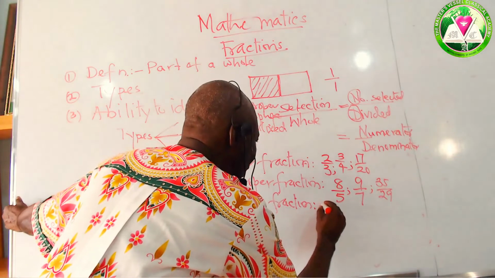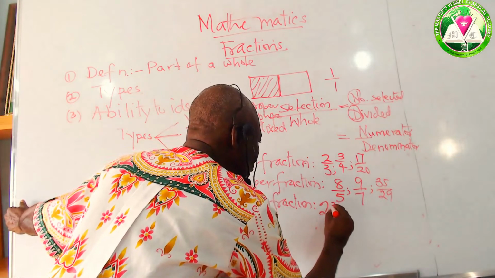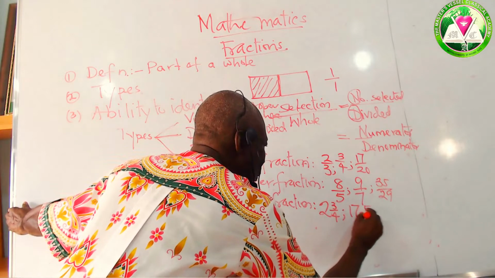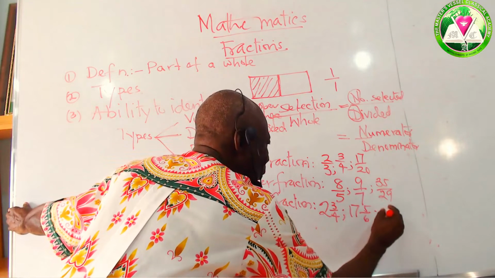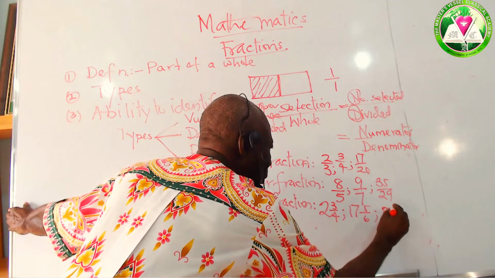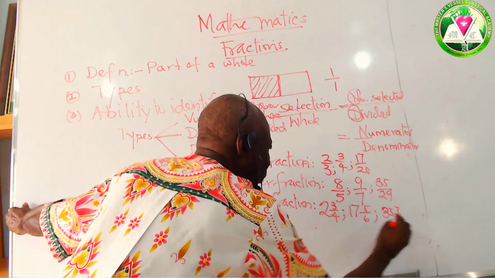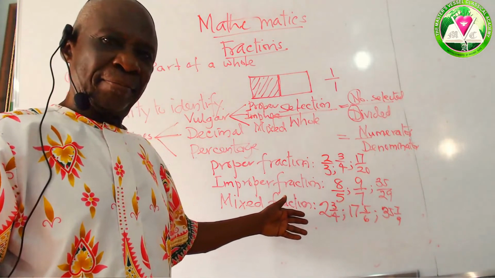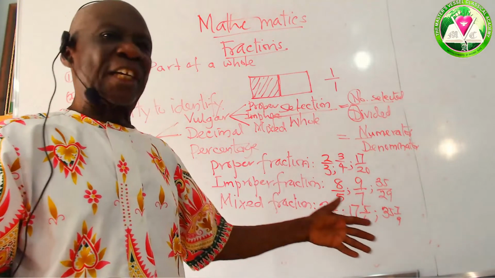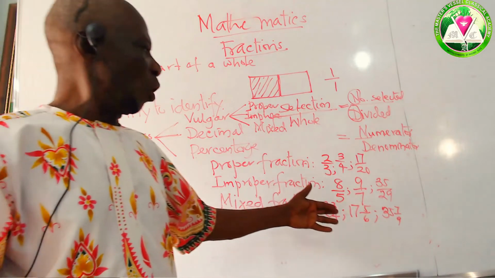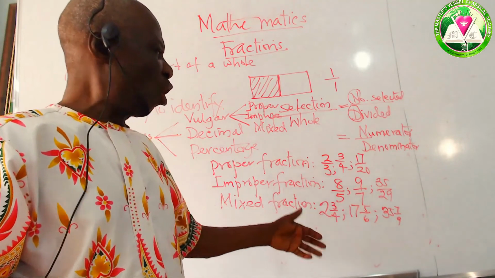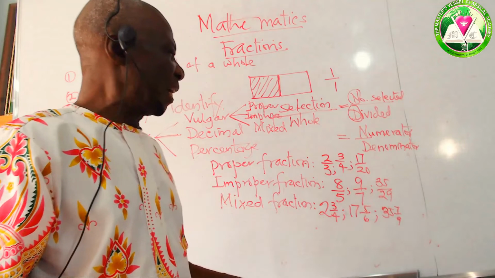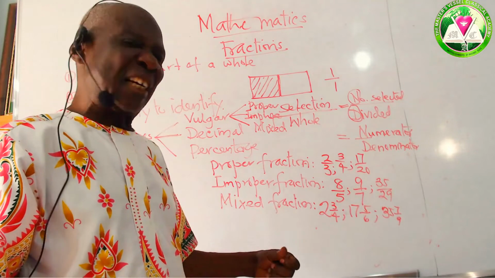Let's have the examples. Now, let's have this. Here we have 2 whole number, 3 over 4, or 2 3/4. 17 whole number, 5 over 6, or 17 5/6. 35 whole number, 7 over 9, or 35 7/9.